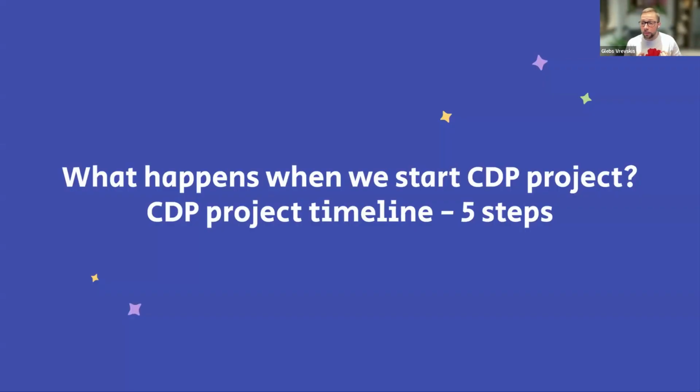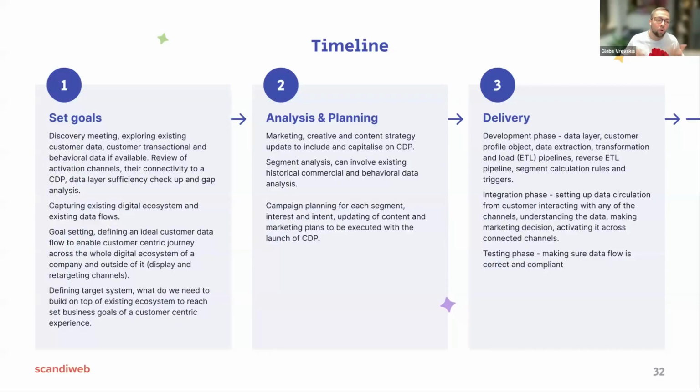If you decide to implement any of these solutions, what happens basically next? Let's say you have chosen Twilio or Pimcore. Basically, there are 5 steps as in any other project, and it all starts with setting the goals. It's the obvious thing, but with CDP, it's really important.